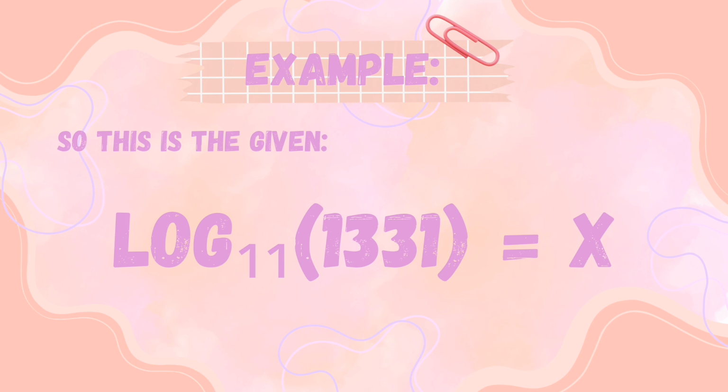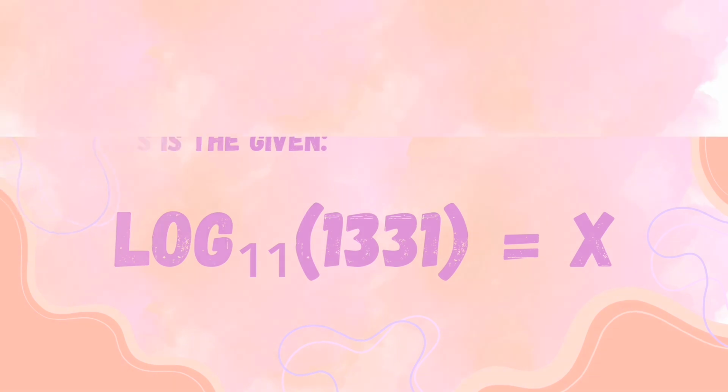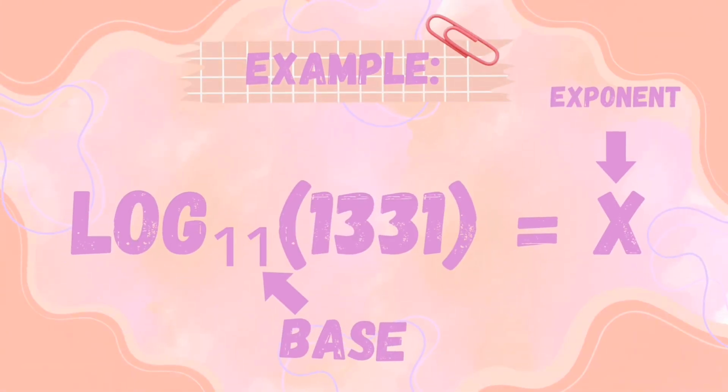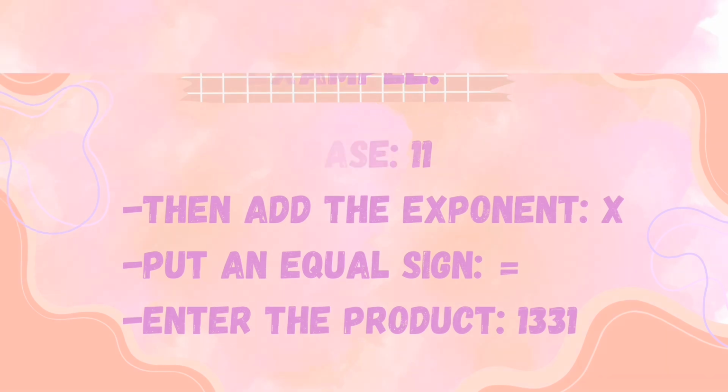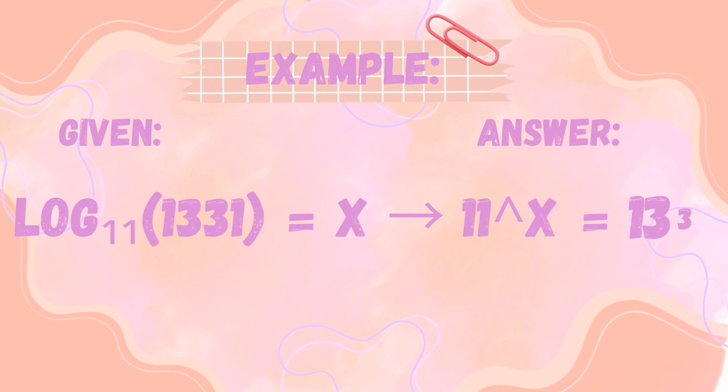Example number 2. Here is the given: log base 11 of 1331 equals x, where the base is 11 and x is the exponent. Follow these steps. The base is 11, then add the exponent x, put an equal sign, enter the product, which is 1331. Putting it all together, the answer is 11 to the power of x equals 1331.